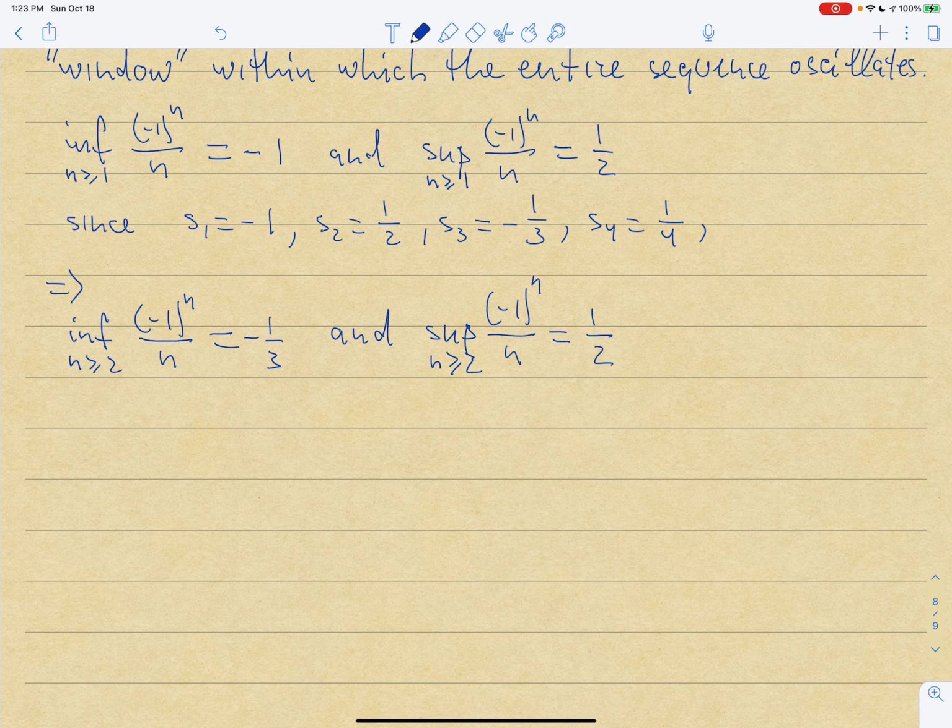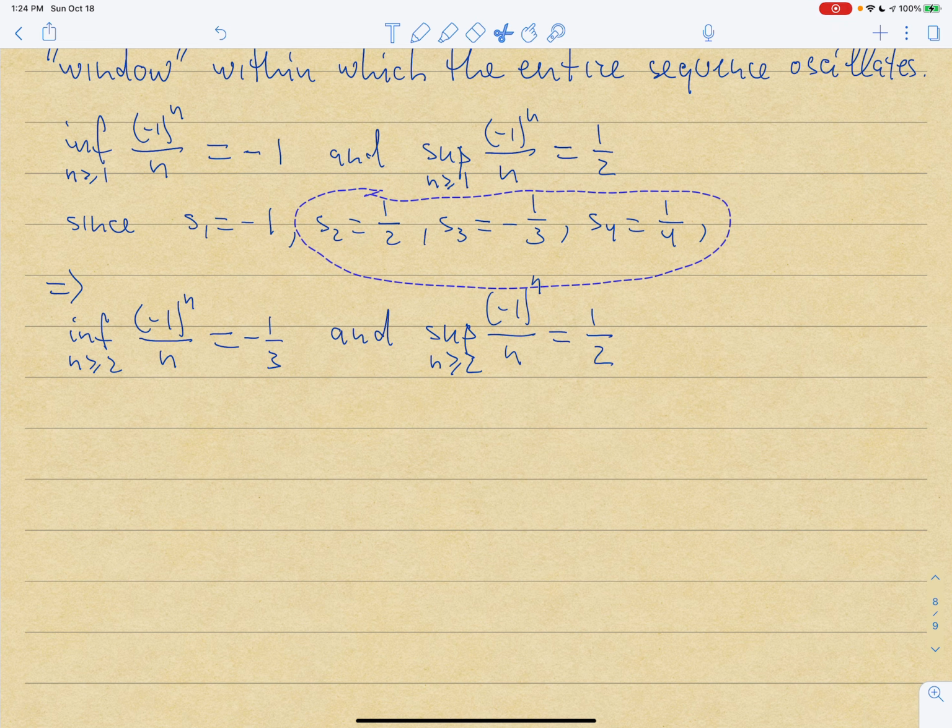So once again, on the first step, I take supremum and infimum of the entire sequence. Now, on the second step, I'm taking supremum and infimum of the sequence starting from the second element. I discarded the first one. I'm saying that if I want to study what happens to my sequence as n goes to infinity, whatever happens to the first element is totally irrelevant.